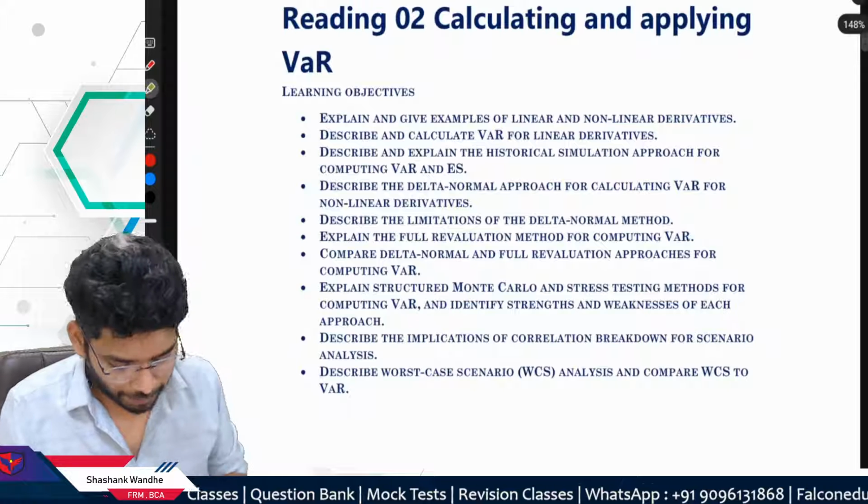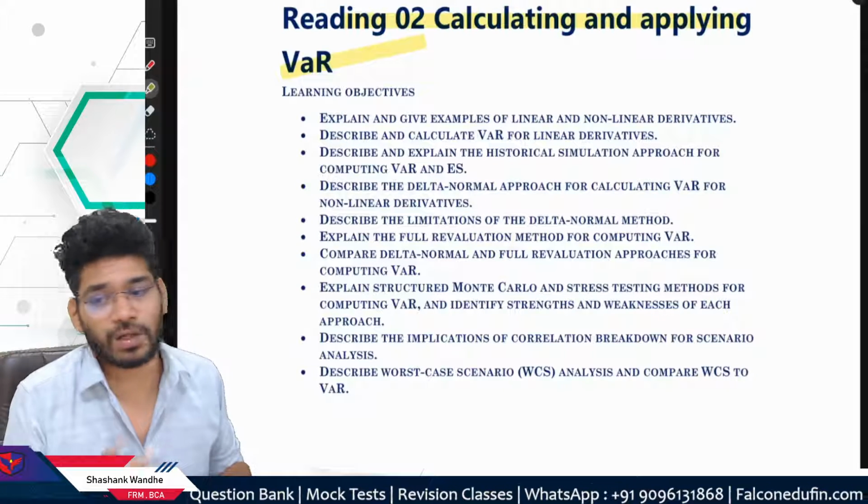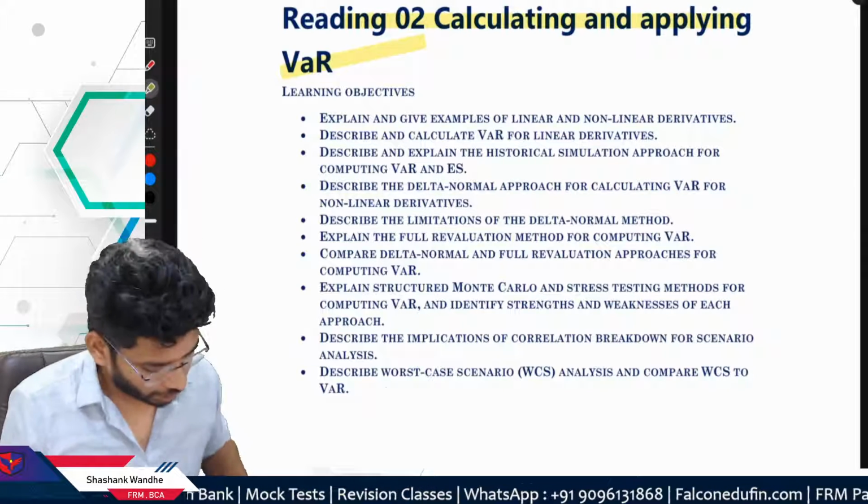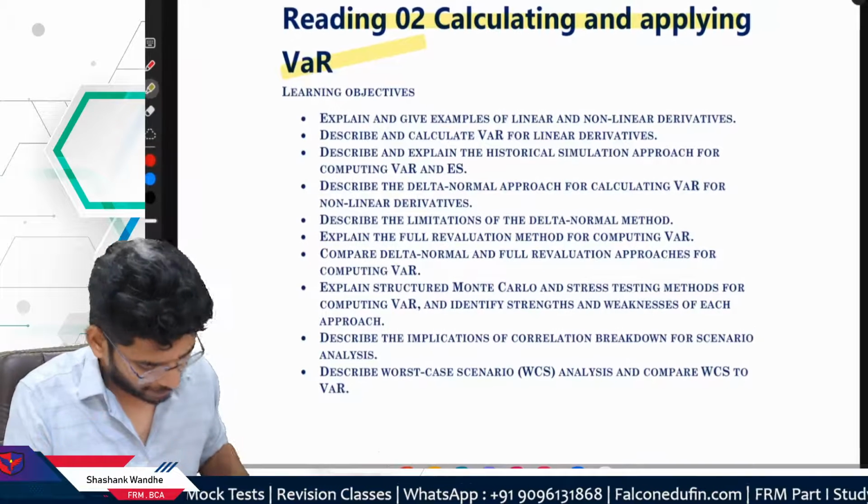Now, calculating and applying VaR. This particular chapter is reduced because we already covered calculating and applying VaR in the previous section.